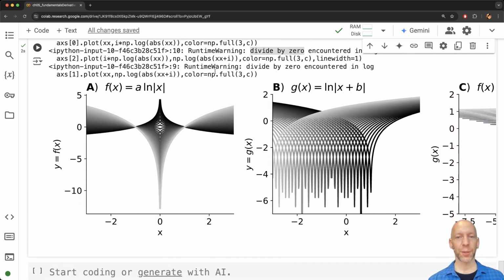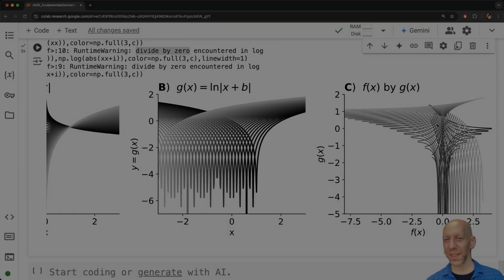All that said, I hope you enjoyed this exercise. I think these graphs look nice. And this one in particular looks pretty wacky.